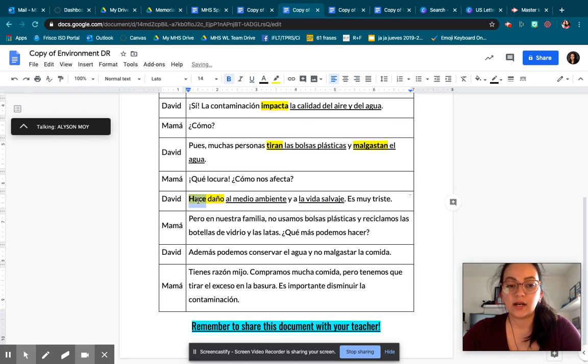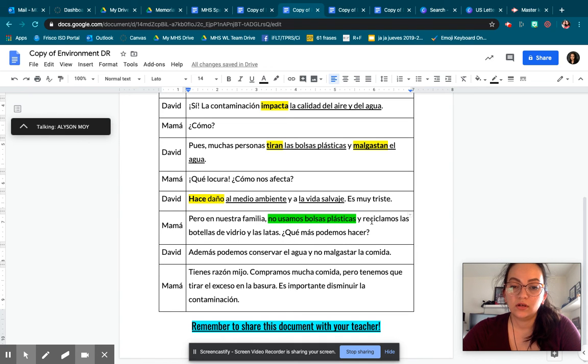And this right here, hace daño, is another third person structure because it's not me doing it or us doing it. It's third person. The mom says, pero en nuestra familia no usamos cosas plásticas. So this is part of the solution, or it's a more positive phrase. Y reciclamos las botellas de vidrio y las latas.